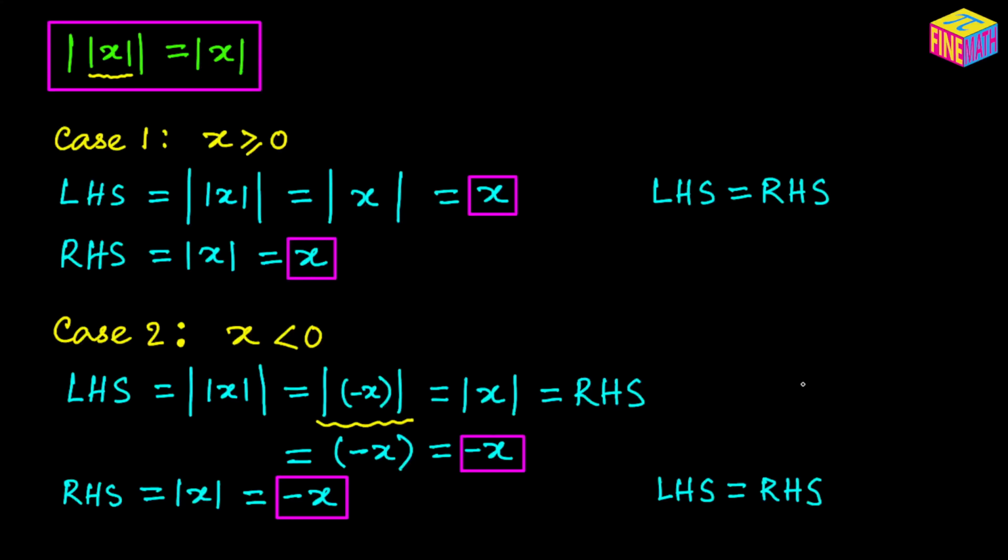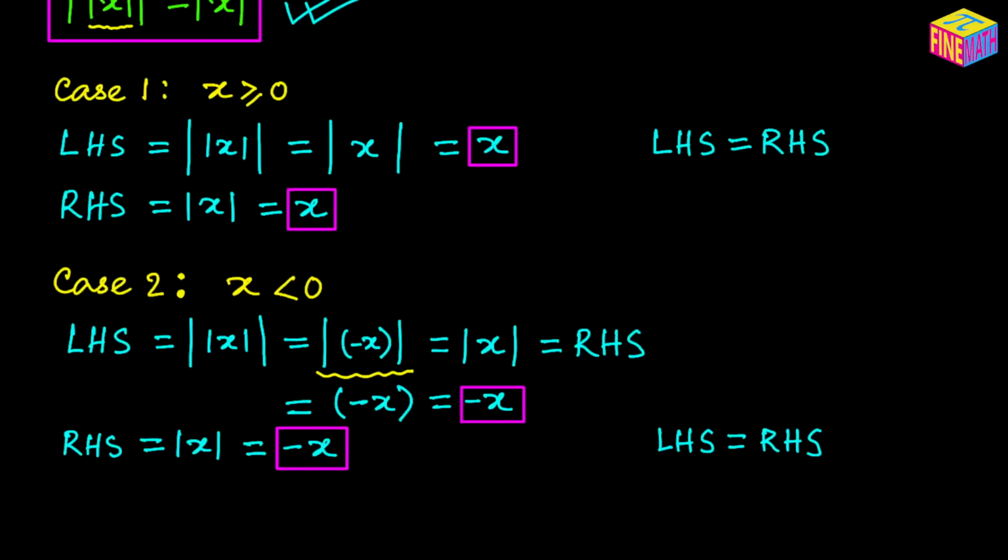So in both the cases, we have been able to prove that yes, that property which is up there that says modulus of mod of x is equal to modulus of x, that property is holding true for any values of x, whether x is positive or negative or 0. In every case, the property is holding true. So that means it must be true. So I'm going to put a double tick mark here that yes, this is true. We have been able to prove that that is true.